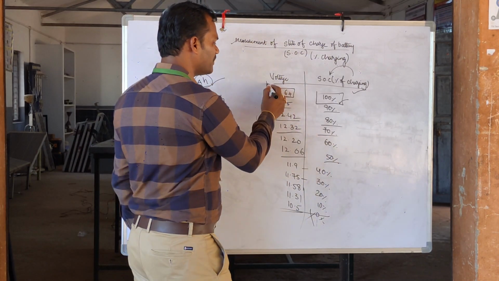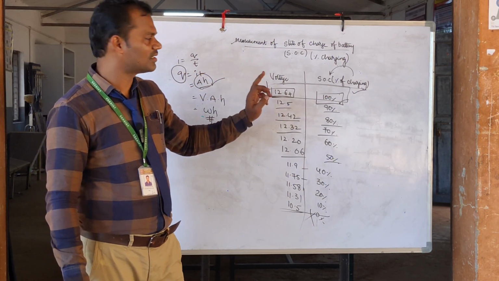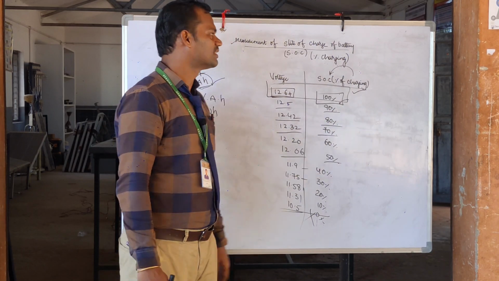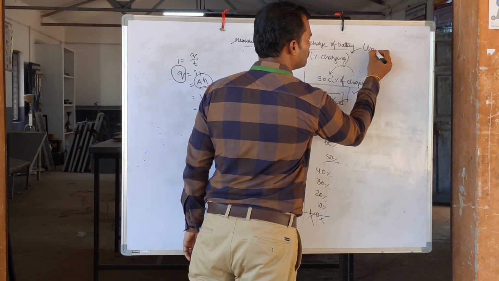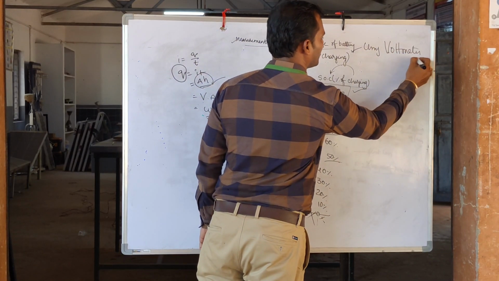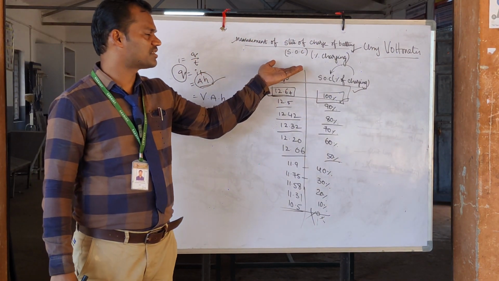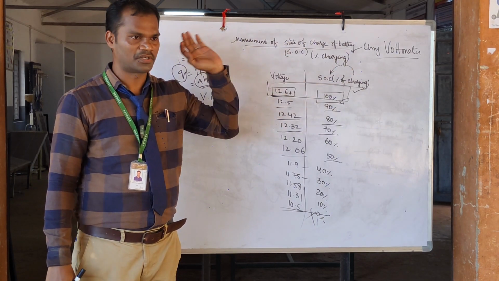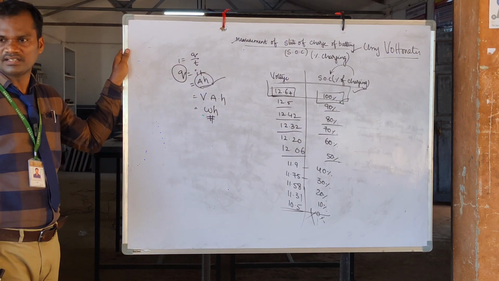As per the experiment we performed, what is the voltage indicated? 12.6 volts. What is the amount of charge available in the battery? 100%. That is how to measure the state of charge of a battery using a voltmeter. That's how we are measuring the state of charge. The state of charge is also called percentage charge. So this is an experiment to measure the state of charge using a voltmeter.